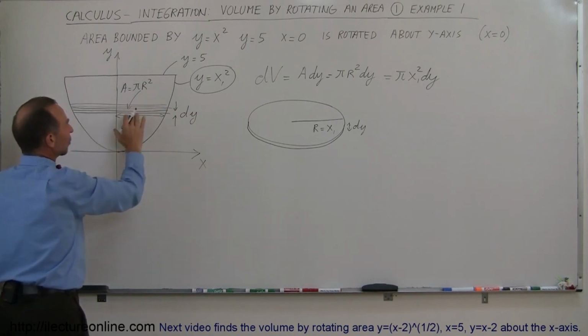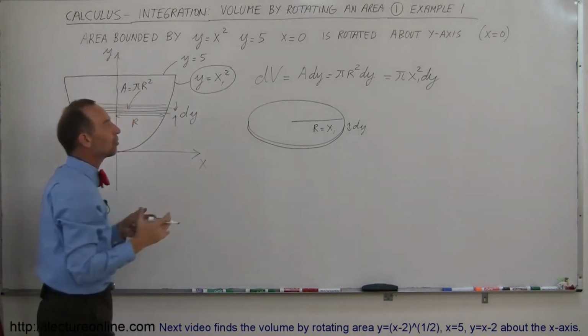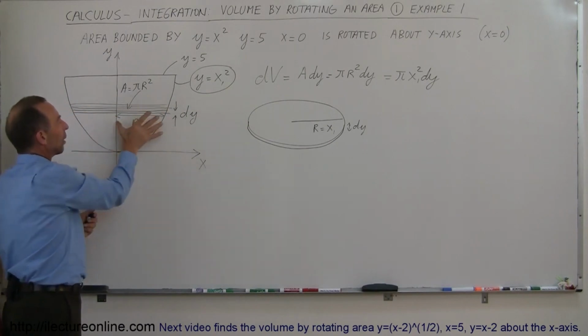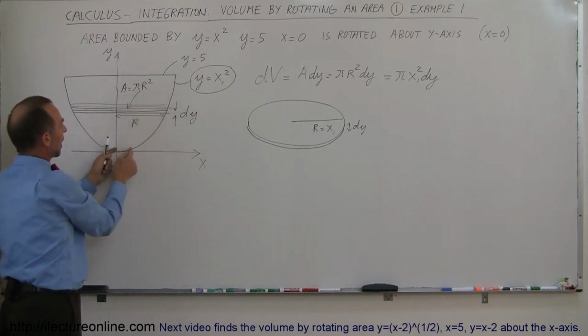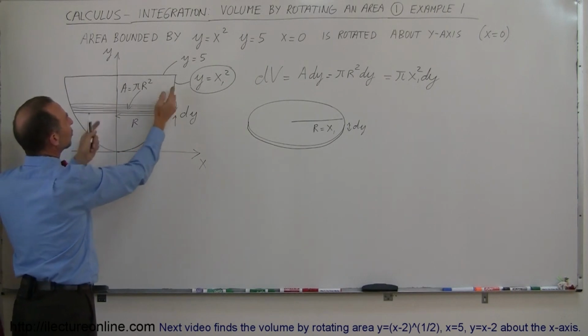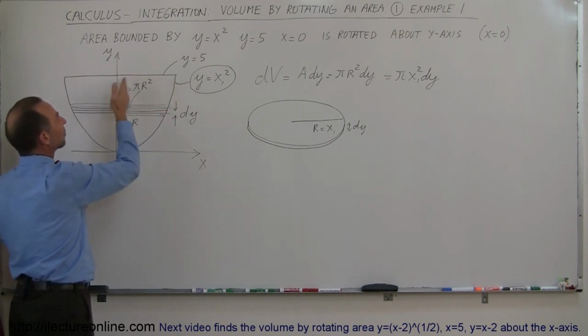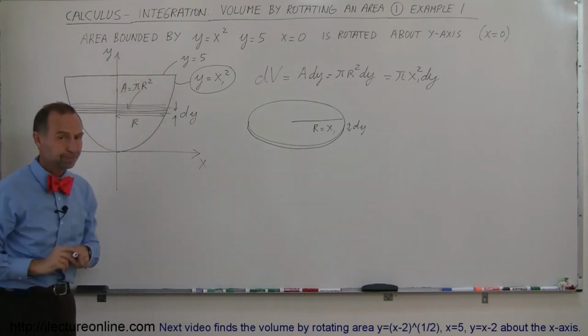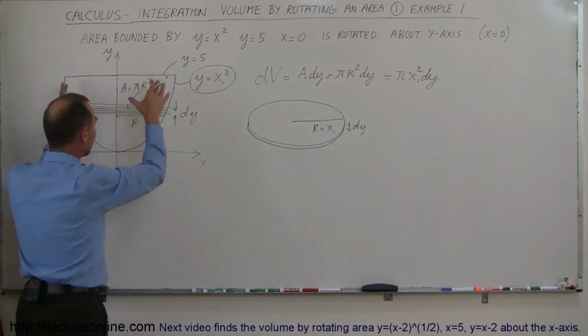All these little slices are all dVs, and they all have the same dimensions. It's pi r squared times the height dy, and r will always be equal to x no matter where I'm at. So there's always a value equal to x, which is the outside minus the inside. The outside is this x right there. The inside would be x equals 0.